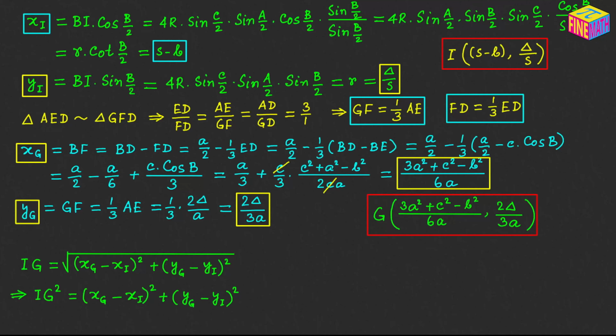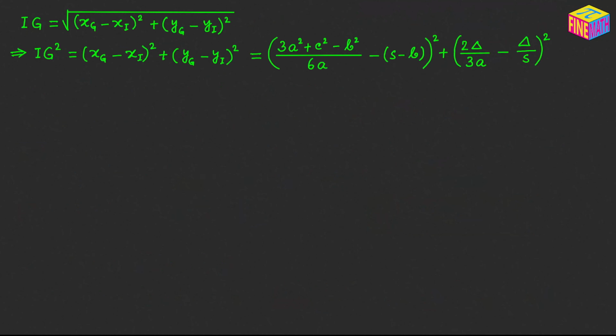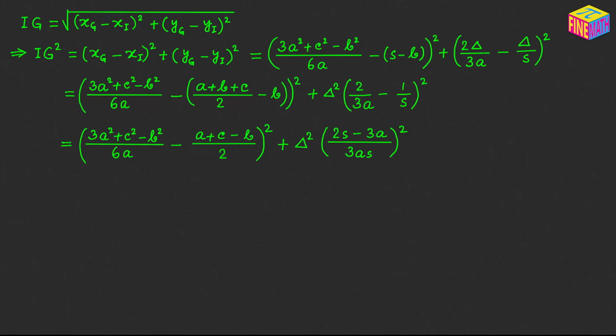So we can say IG squared can be written like this, and here I am going to plug in the values of x sub g, x sub I, y sub g and y sub I. So then it is going to look like this. Look at it carefully, make sure I haven't missed any sign or anything. And then in the next step, I am going to replace s with (a plus b plus c) over 2, and also I am going to take out delta from the second square. So the quantity can be written like this. And then in the next step, I am going to do a little more simplification. So the quantity would look like this.